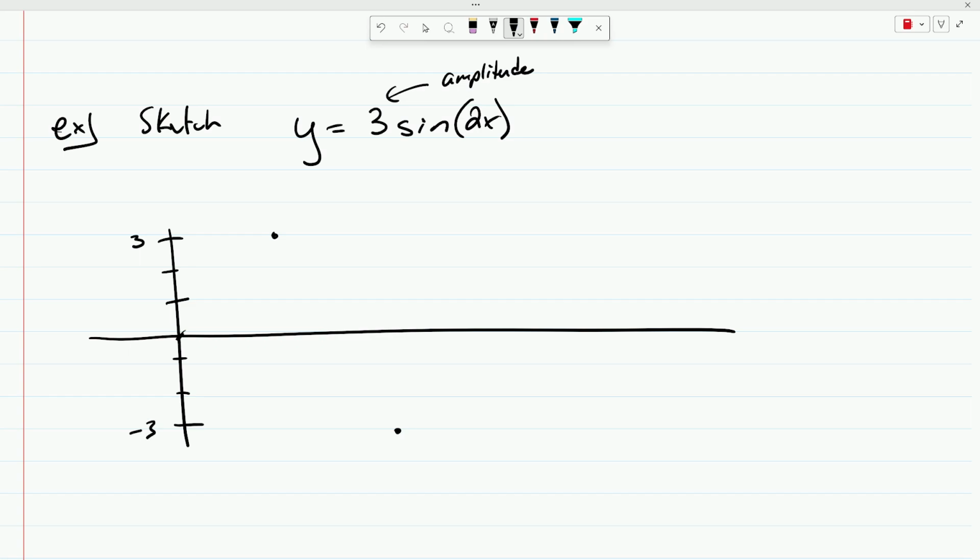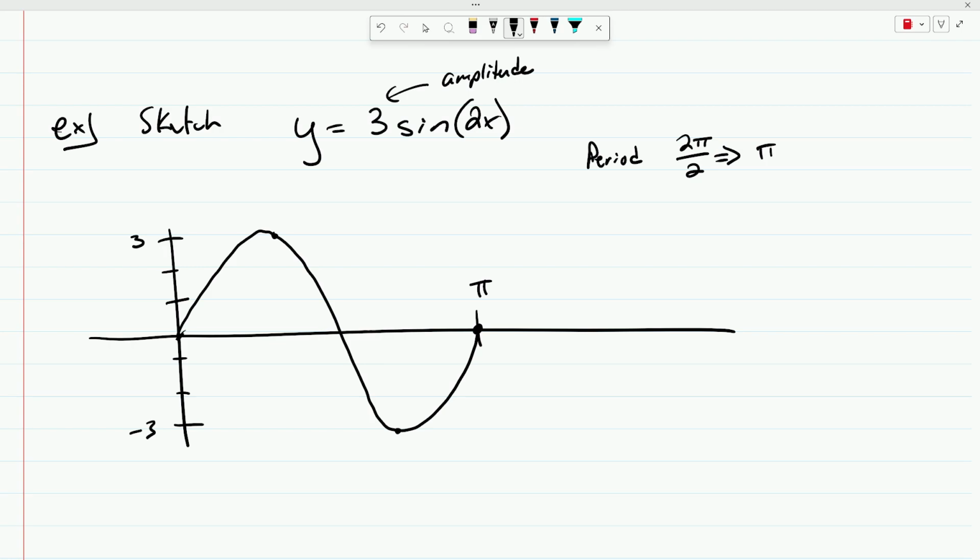Okay? I also know that my period is going to be 2 pi. Oh, let me write period here. I also know my period is going to be 2 pi divided by 2, or just pi. So the only thing I really got to be worried about is when I sketch this, come up, come down, come back up, it's going to stop at pi. And there's my very rough sketch.